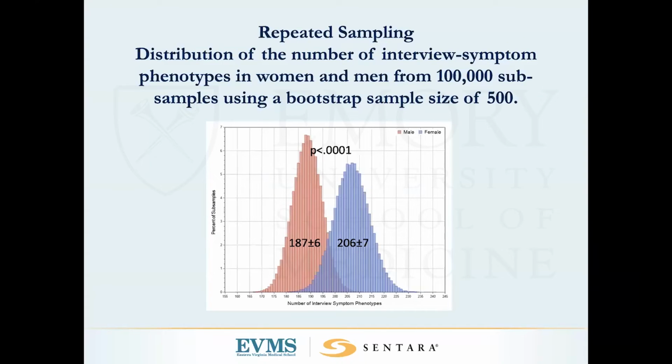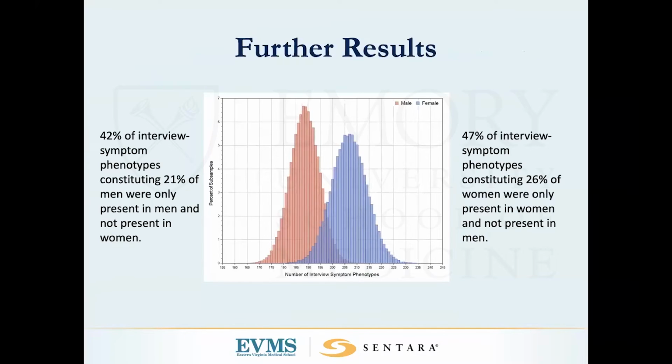So we also did another type of statistical analysis. We did repeated subsampling. Here, this shows the distribution of the number of interview symptom phenotypes in women and men from 100,000 subsamples using a bootstrap sample size of 500. And you can see that analyzing it this way, there were statistically many more. The mean was 206 phenotypes in women versus 187 phenotypes in men, statistically significant.